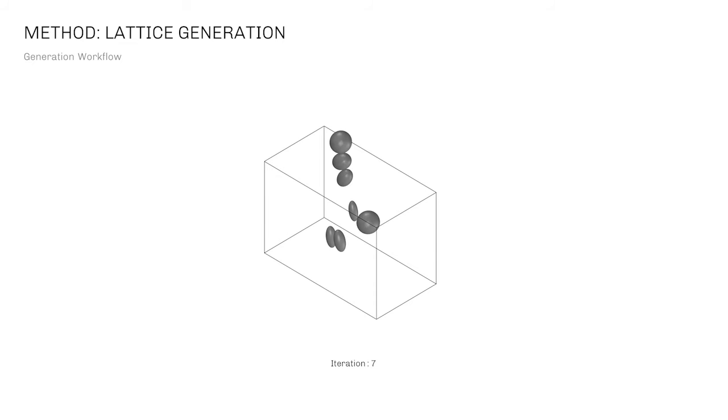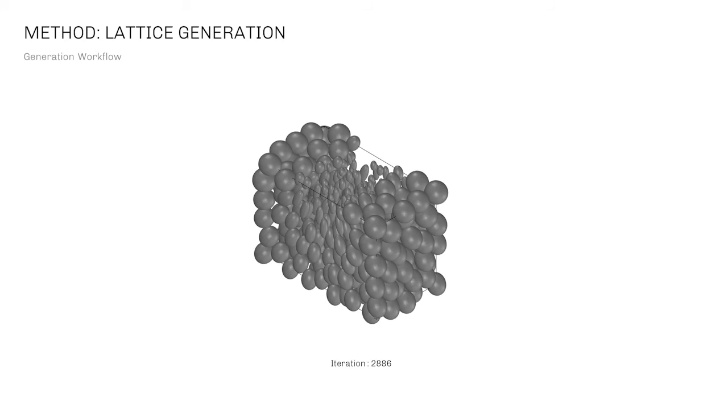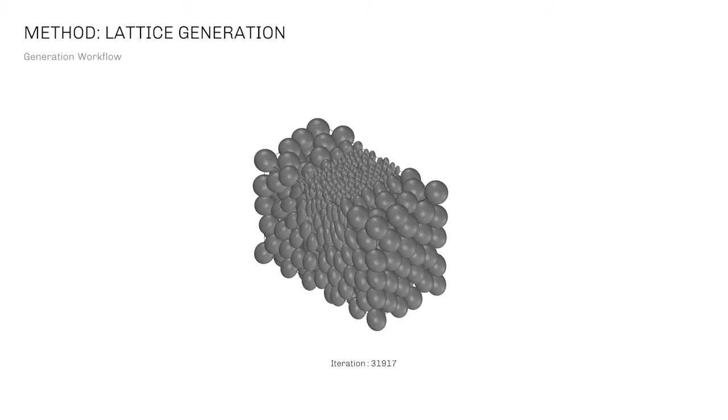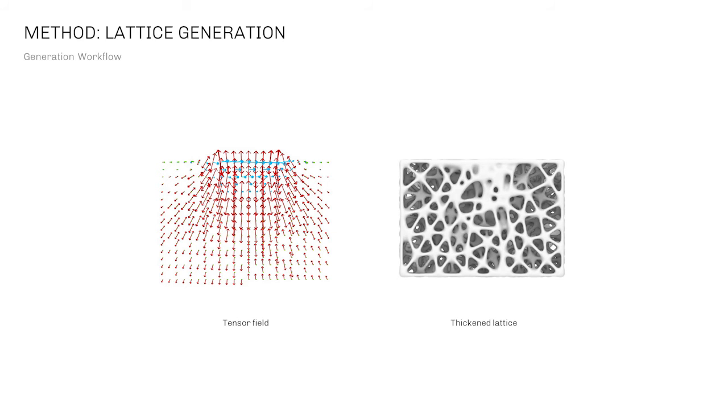Those are slices taken from a packing process at different iterations. When no more ellipsoid can be added to the design geometry, the packing process will terminate. The 3D lattice is then generated by connecting the centroids of the casing ellipsoids. This procedure allows for the adjustment of the number of struts by changing the casing tolerance. Here shows the original tensor field and the generated lattice.